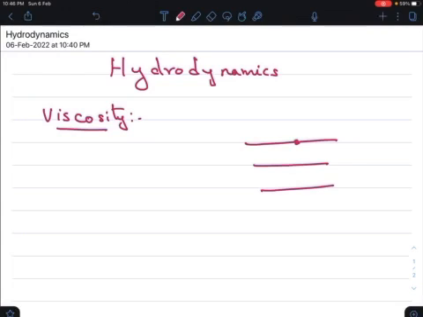So once again I repeat, viscosity is a property of the liquid which tends to oppose the relative motion between its various layers, and the force that comes into play in viscosity is called the viscous force.